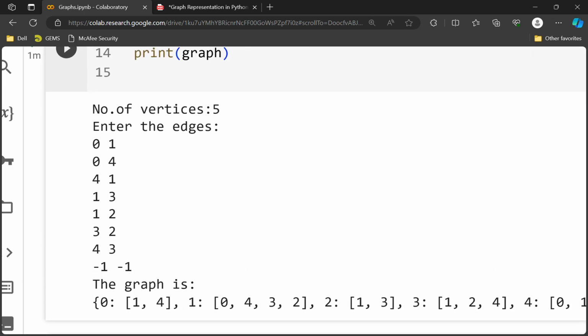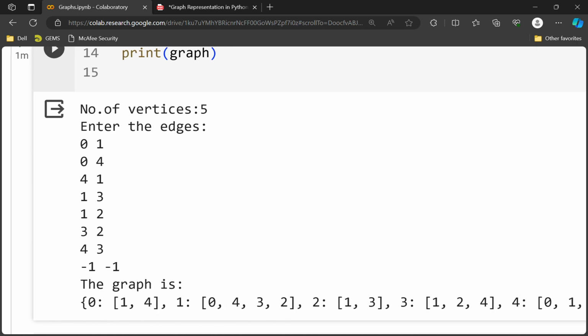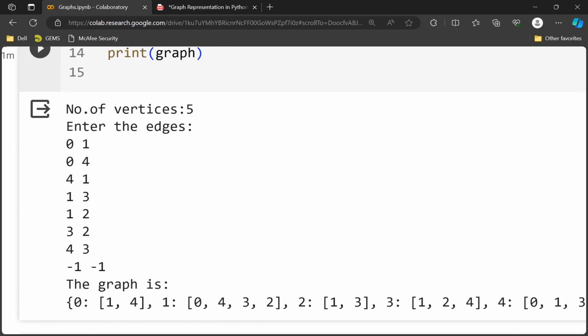So this is how we have to enter data about edges, number of vertices, etc. into the code and run the code. In the next videos I will discuss how to perform BFS and DFS.